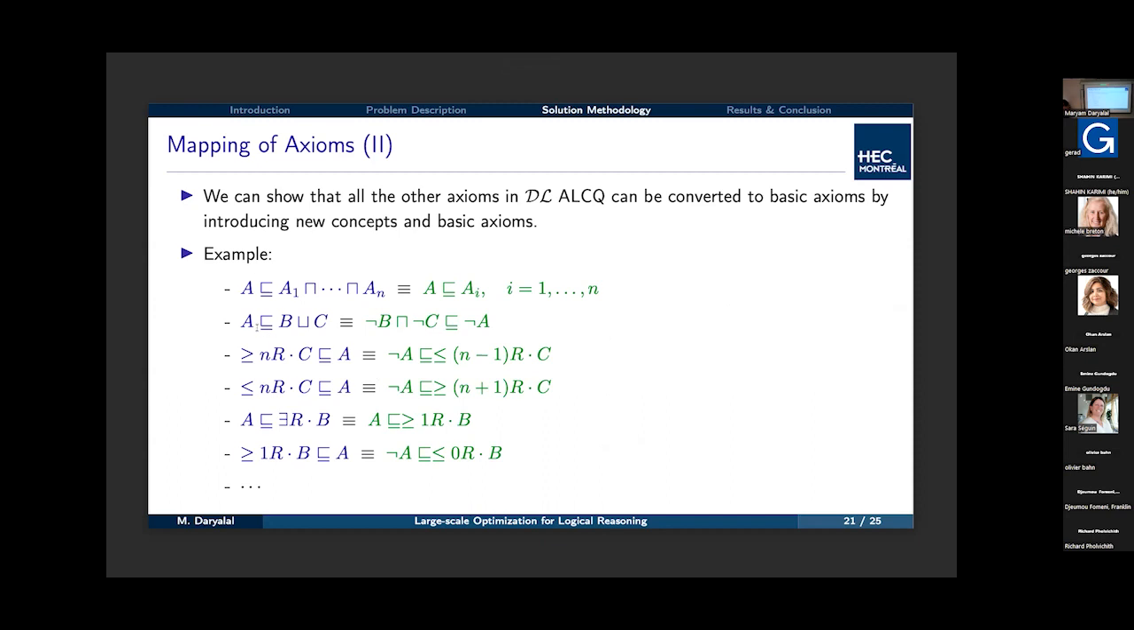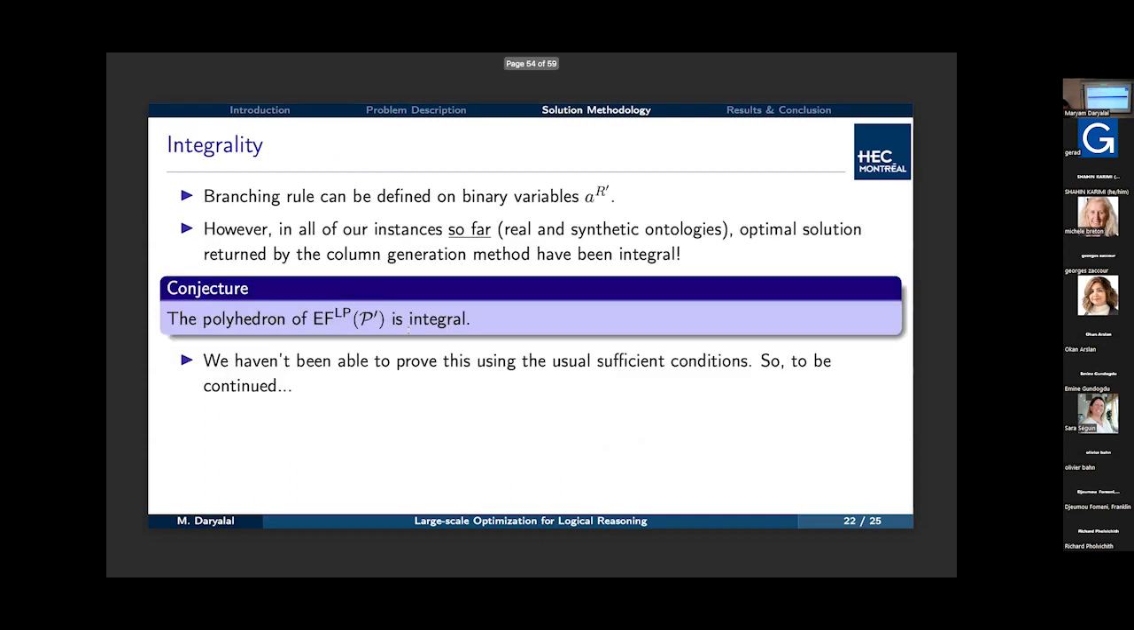So for example, consider this: A is subsumed by the disjunction of B and C. If I write the negation of this whole thing, the contrapositive, that would give me the negation of B in conjunction with the negation of C is subsumed by the negation of A. So writing the contrapositive of this brings us back to the binary subsumption case, one of the basic axioms. And for all the others it is the same.